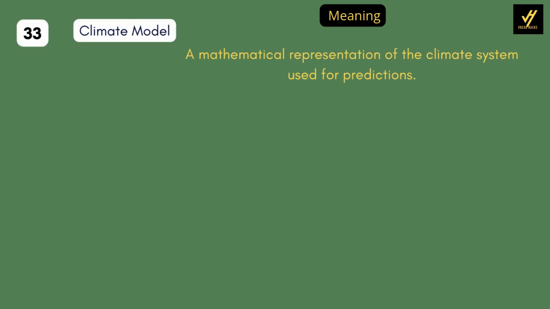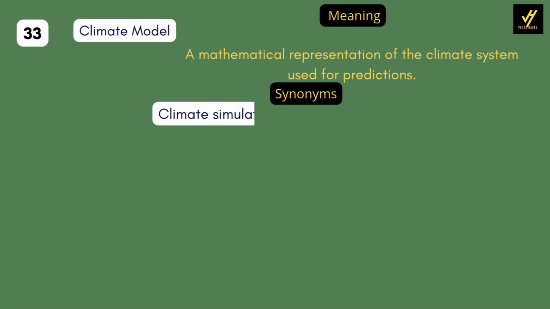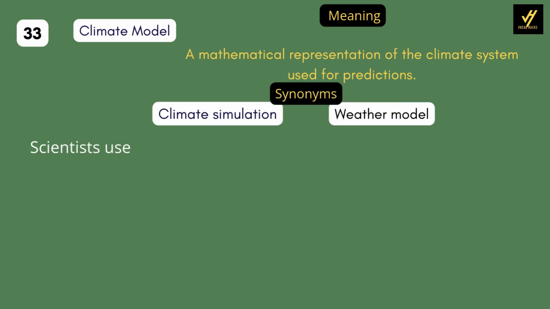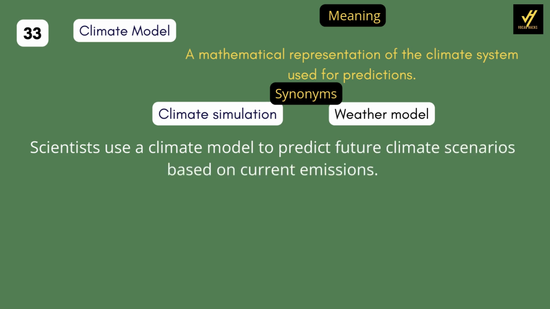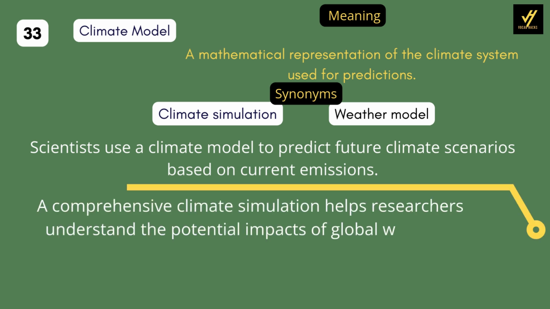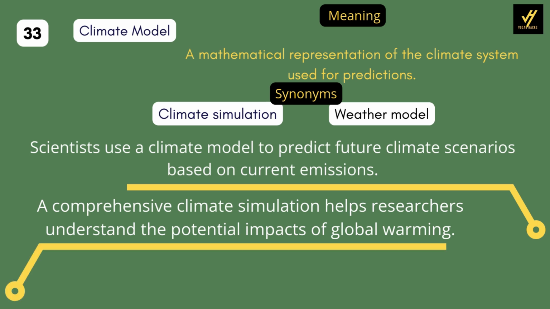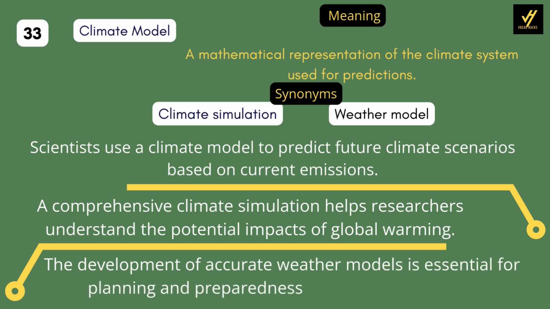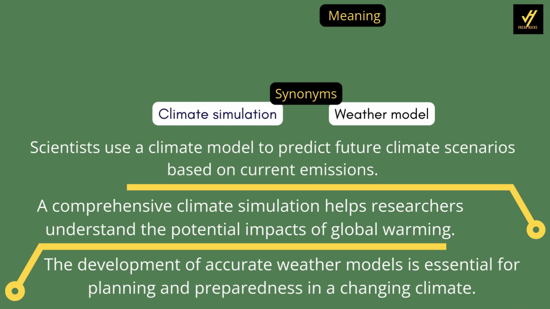Climate model, a mathematical representation of the climate system used for predictions. Climate simulation, weather model, scientists use a climate model to predict future climate scenarios based on current emissions. A comprehensive climate simulation helps researchers understand the potential impacts of global warming. The development of accurate weather models is essential for planning and preparedness in a changing climate.